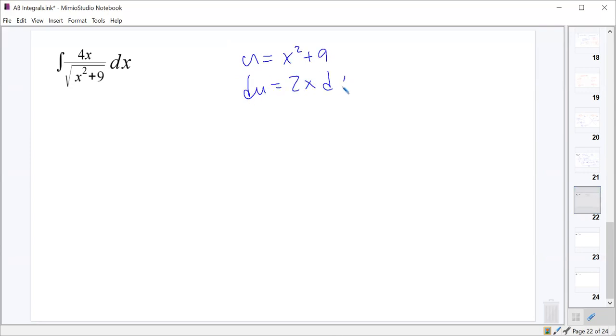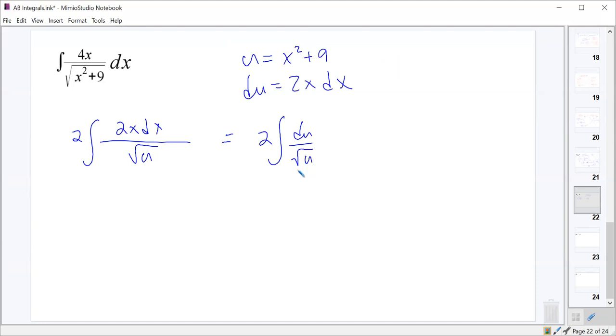du is 2x dx. Do I have a 2x dx up there already? Yeah, I've got 4, right? So I could take a 2 out of it and leave a 2x up there. Everybody good with that? Just pull part of the constant out, and then the other constant will stay there and get replaced with a du. So this is a u to the negative 1/2. So if I integrate u to the negative 1/2, what do I end up with? A u, 1/2 of the square root of u.